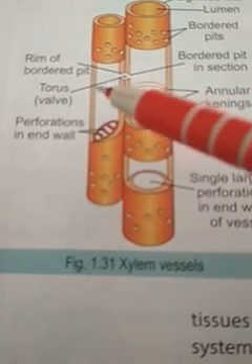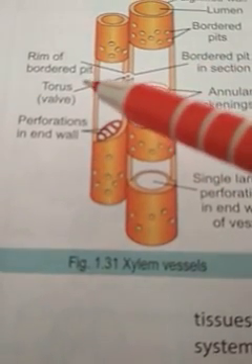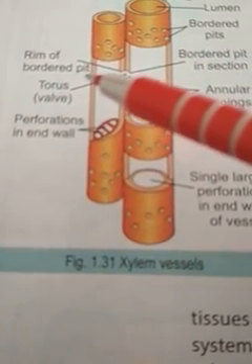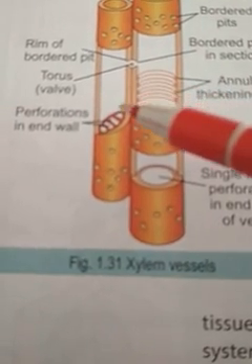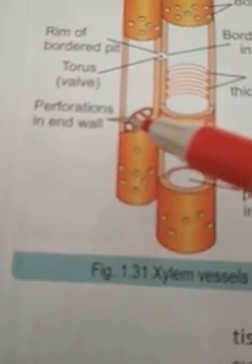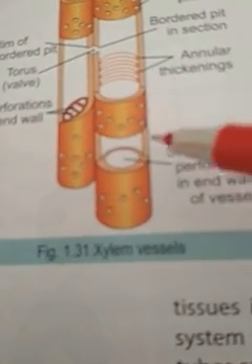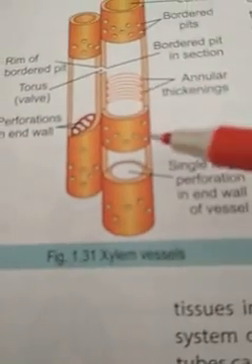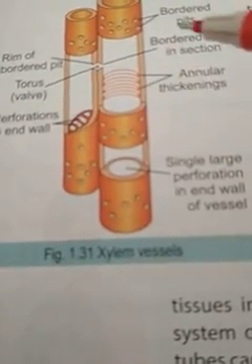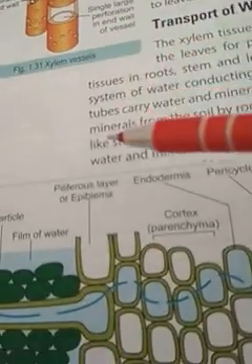The torus having the rim of the bordered pit, and these are the perforations in the end wall. So these are the xylem vessels, and these xylem vessels have perforations and bordered pits. So have a look at this.